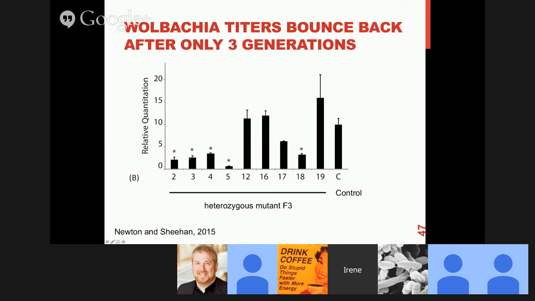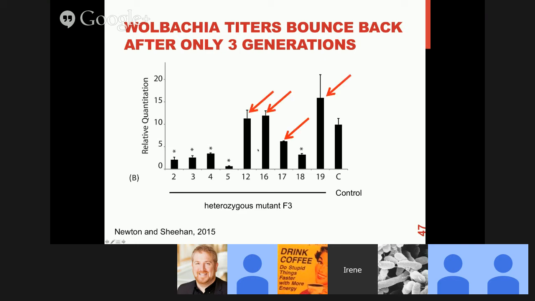So what I'm showing you here is relative quantitation of Wolbachia using quantitative PCR against this Wolbachia-specific gene. Here are our control flies, and here are our 9 heterozygous mutant 3rd generation flies. And what I've highlighted with the asterisks are those lineages in which we saw the low titer of Wolbachia that we normally associate with these chickadee backgrounds. So not so surprising, really low titer because of the host mutation.